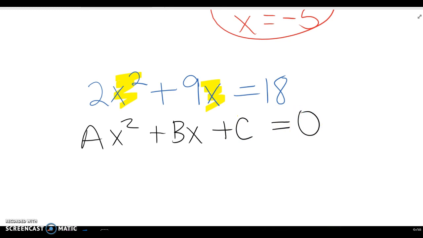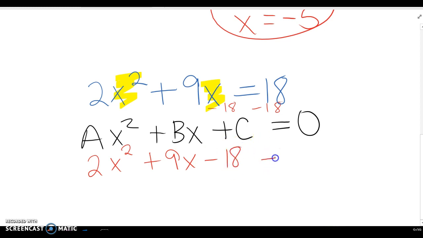So what are we going to do with this 18 to move it to the other side so that we have the equation set equal to 0? We are going to subtract 18. Make sure when you do this, you keep the equation written in standard form. 2x squared plus 9x minus 18 equals 0. This is the type of equation where you would try to factor.